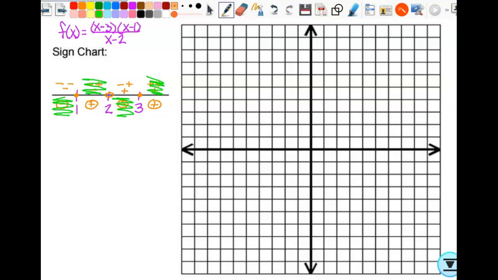Then I'm going to go ahead and draw my asymptotes in. So I have one at x equals 2. And then I have a slant asymptote. Got to make sure I graph that correctly. That is y equals x minus 2. What is the y-intercept for that? Negative 2. What's the slope? 1. So I can start at negative 2.